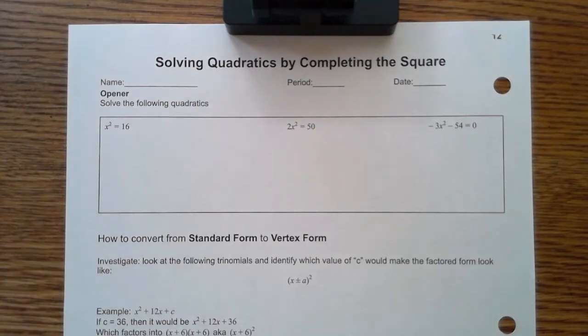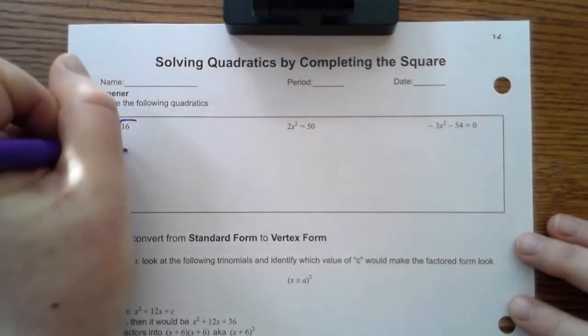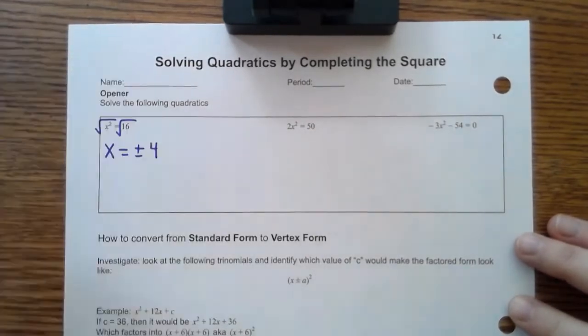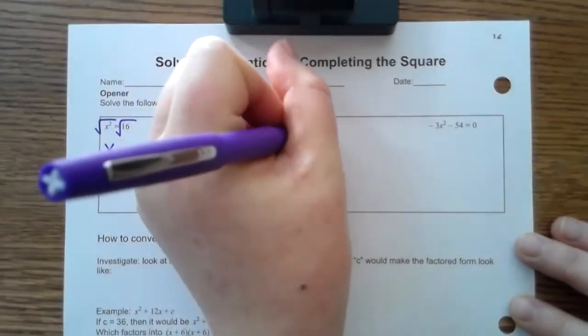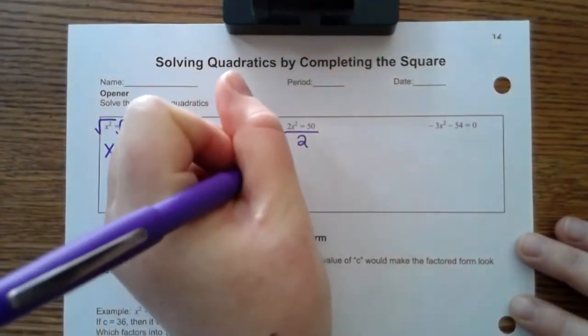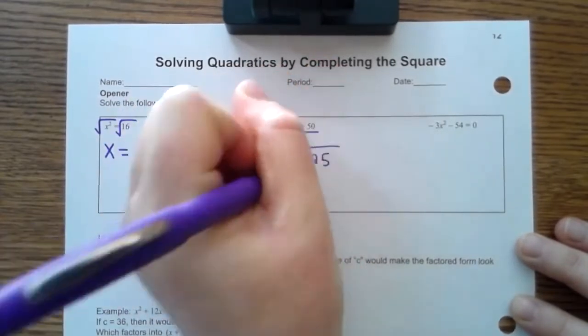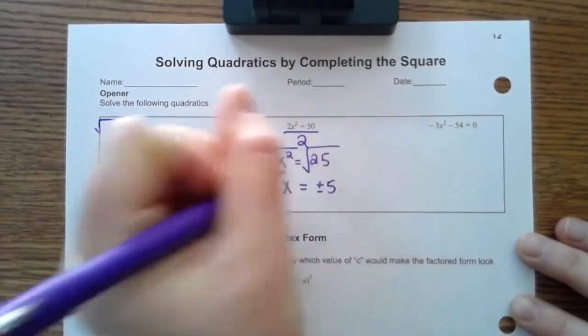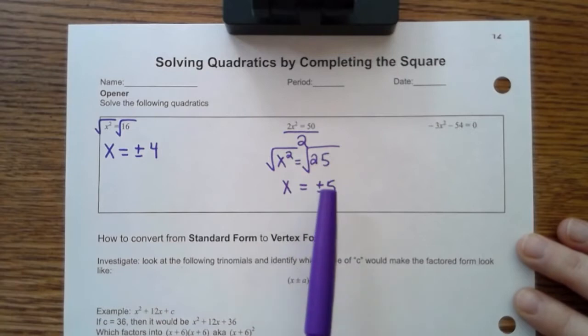So let's get started with the opener. I recommend everyone pausing here and taking a moment to solve these on their own. This is something that you all know how to do. So take a moment and pause here, and then I will begin. Okay, so to solve for x right here, I take the square root of both sides. I know the square root of 16 is plus or minus 4. Over here, we're going to just solve directly, solving by working backwards is what I mean. So I divide by 2, I get x squared equals 25. I take the square root. X equals plus or minus 5. Remember, when you take a square root, your answer is going to have a plus or minus because it's the positive and negative version of that number.